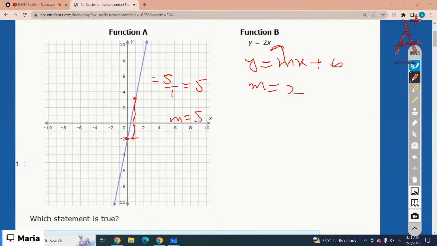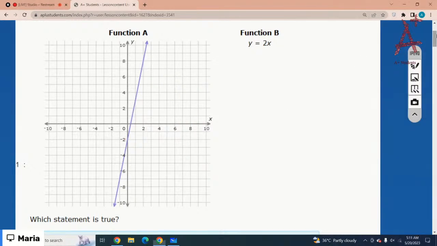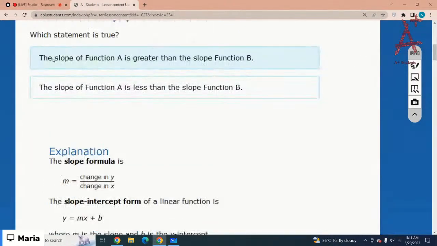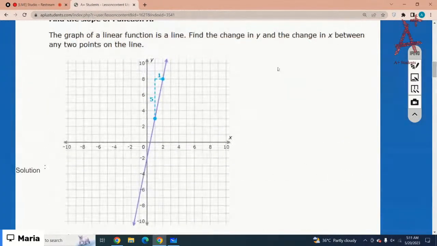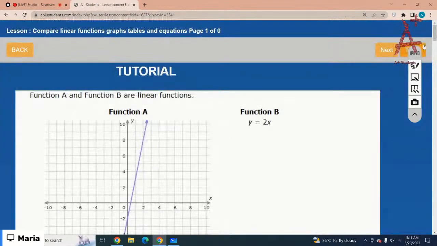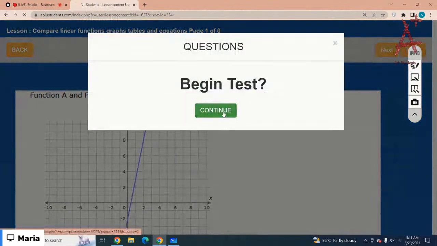Got it? The correct option is the slope of function a is greater than slope of function b, because slope of function a is 5 and b is 2. You can see the solution here. Here you have slope of this function is 5. So slope of function a is greater than slope of function b.